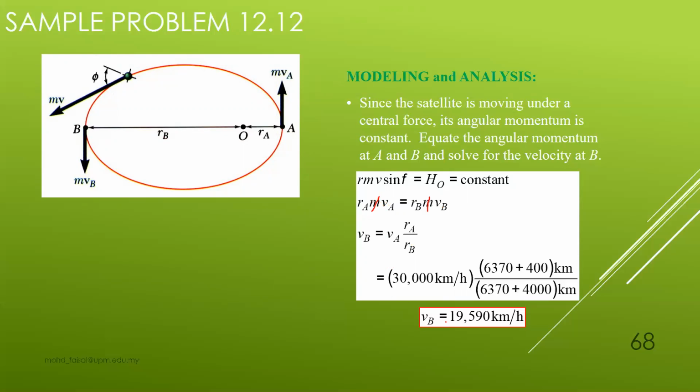So from this, we can calculate our vB. vB is calculated, and it is 19,590 kilometers per hour. Remember that when you want to calculate rA and rB, you should also include the radius of the Earth together in your calculation.